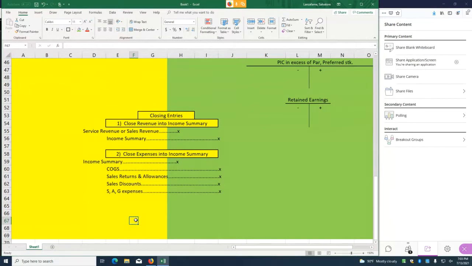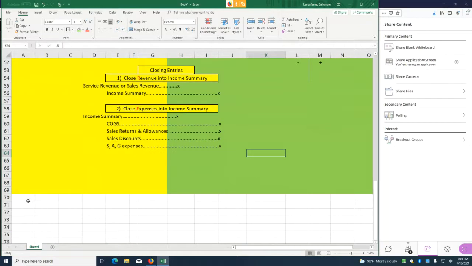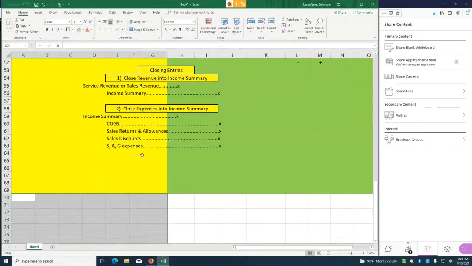Selling, administrative, and general. Again, notice how I've straddled the yellow and the green, and that is because both closing entry number one and closing entry number two are the exact same under these two environments. So I am just going to highlight the R in red. I'm going to highlight the E in expenses just to remind you of red. We're going to see red happening. All right. So now here's where some changes start to happen.